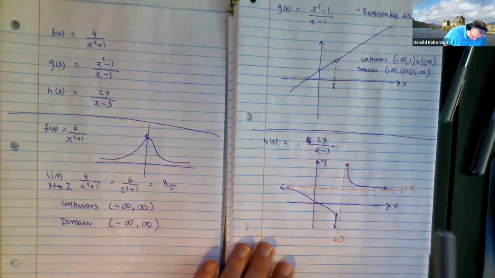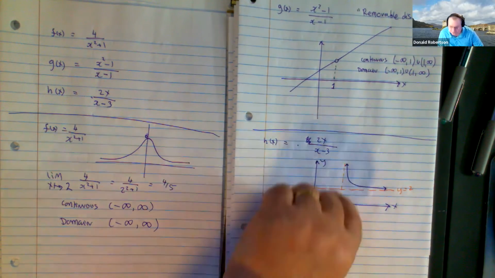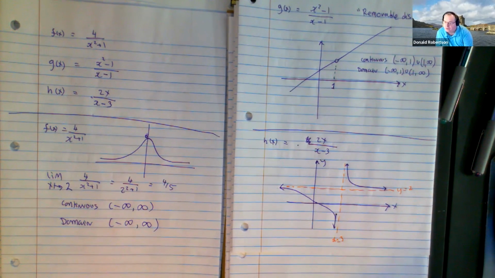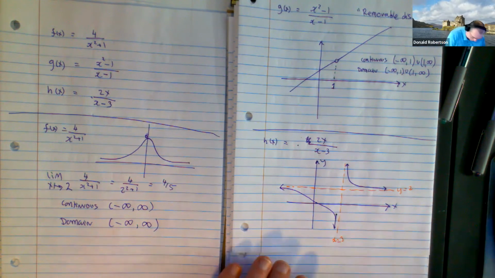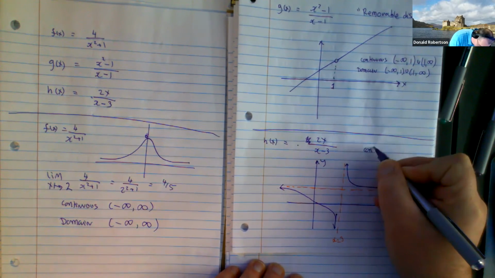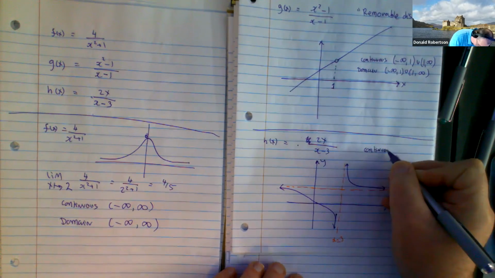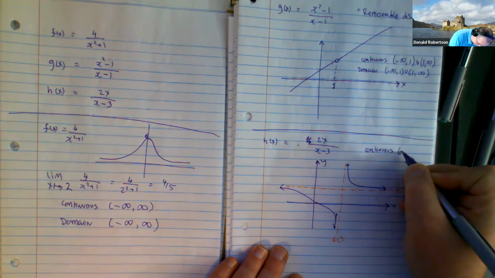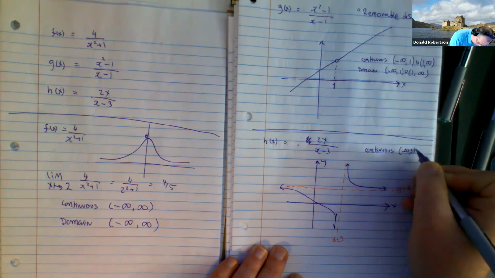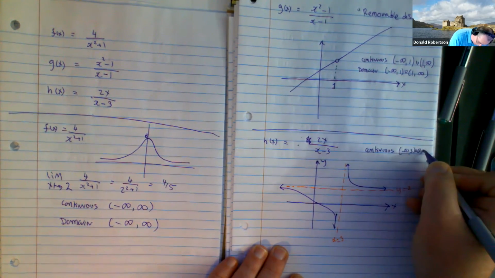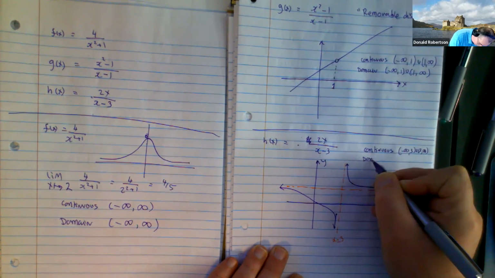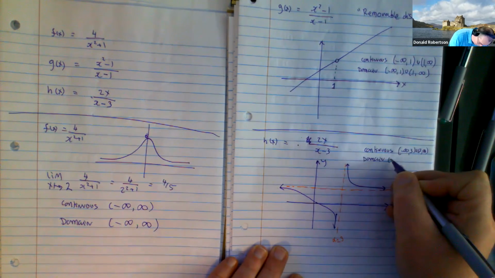In this function then, won't it not be continuous at x equals 3? We call that a vertical or an infinite discontinuity. So this function is continuous everywhere else except at x equals 3. And if you found the domain of this function, it would be the same.